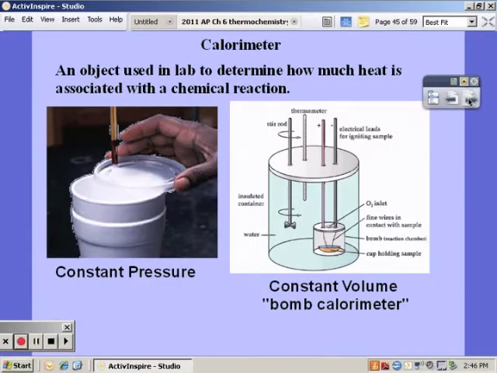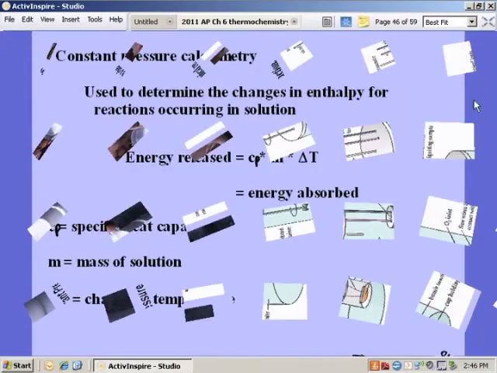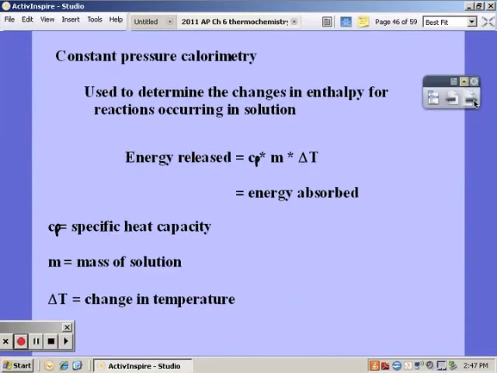A calorimeter is a device that's used to determine how much heat is associated with a chemical reaction. You have constant pressure and constant volume ones. In constant pressure calorimetry, our energy released is equal to heat capacity times mass times delta T, or energy lost is equal to energy gained.